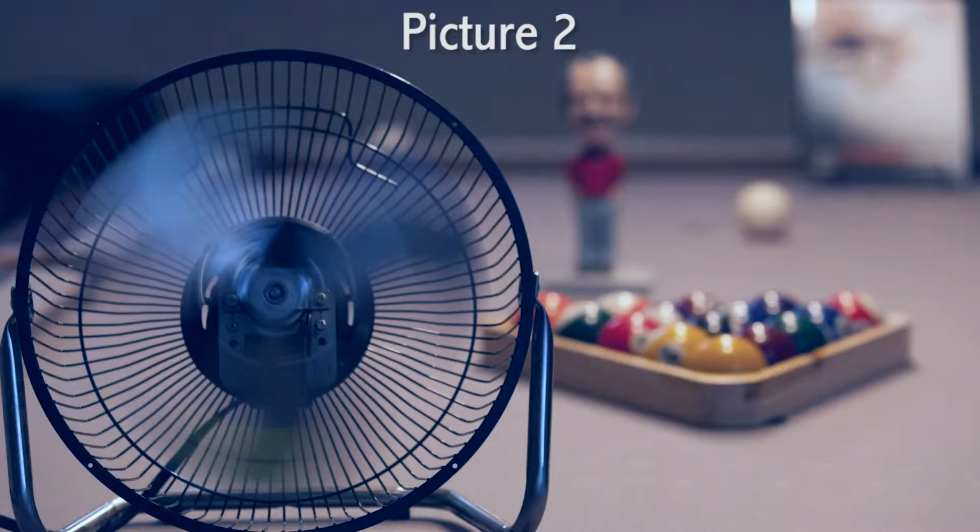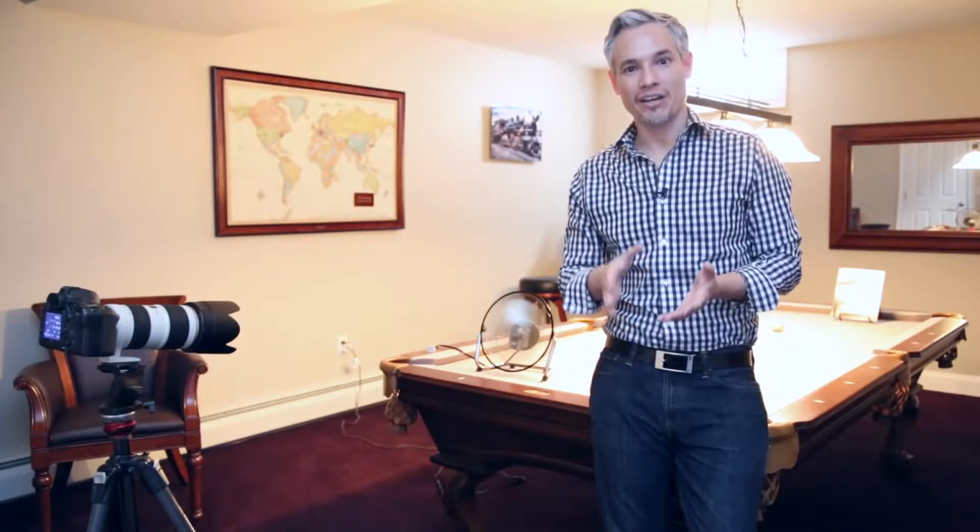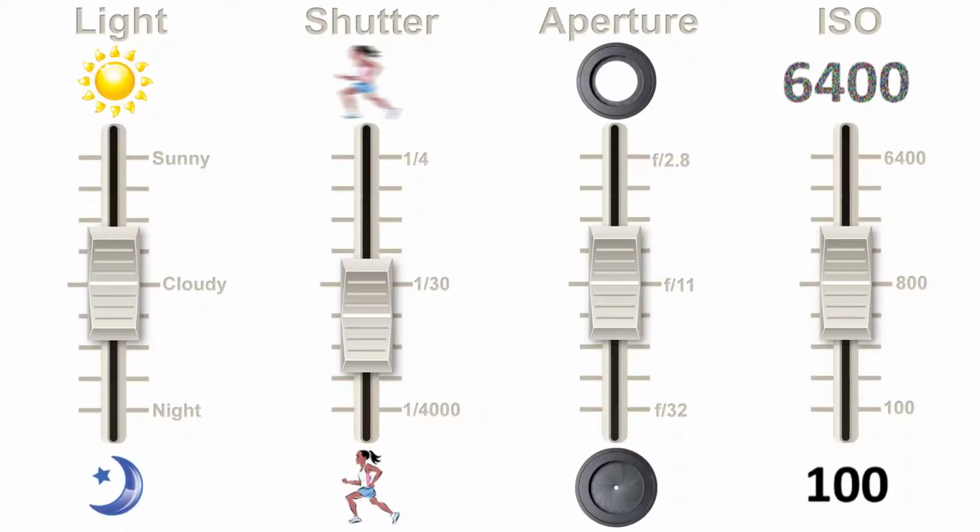Now, a stop in photography is a doubling or a halving of the light. If you double the amount of light in a room, you've added one stop of light. If you cut the shutter speed in half, if you go from 1/250th of a second to 1/500th of a second, you've increased the shutter speed by one stop.